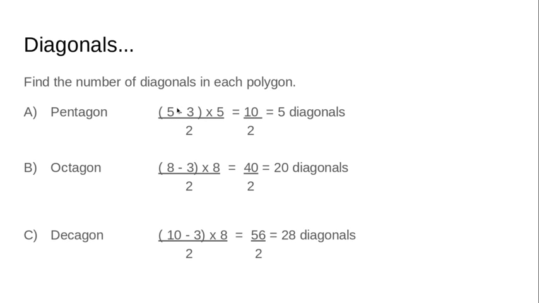Remember, every time here we're doing n minus 3 times n. So in an octagon, there would be 8 vertices. So 8 minus 3 is 5, times 8 is 40. And then 40 divided by 2 is 20.